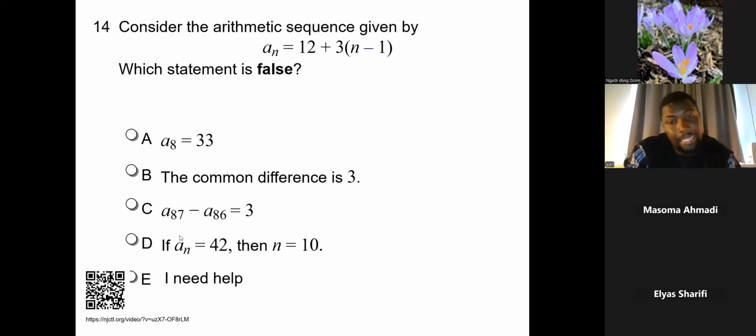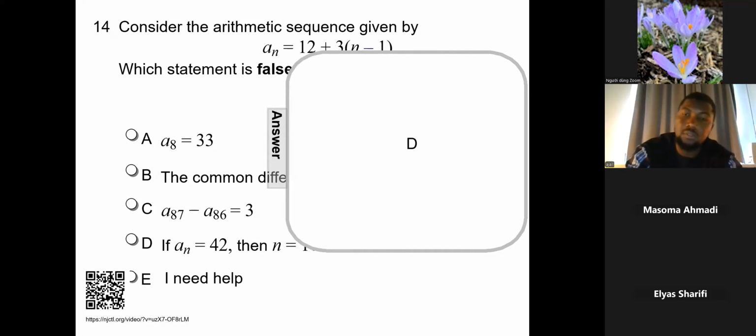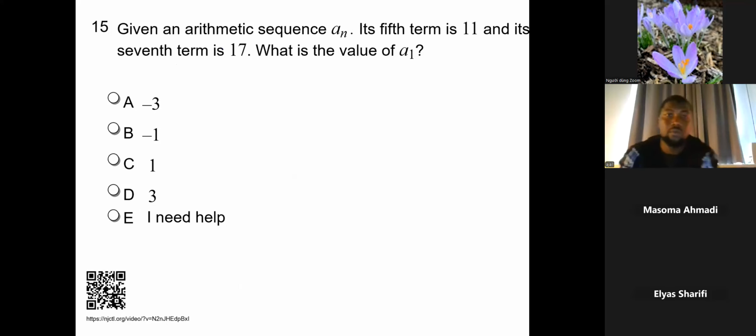You can see in the formula. So the only answer which has some ambiguity here is letter D, which is correct. It's a false statement. It's not accurate. If you investigate the 10th term of this sequence, it will not give you 42. So letter D is the correct answer.